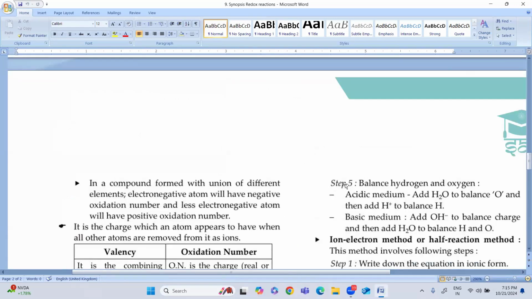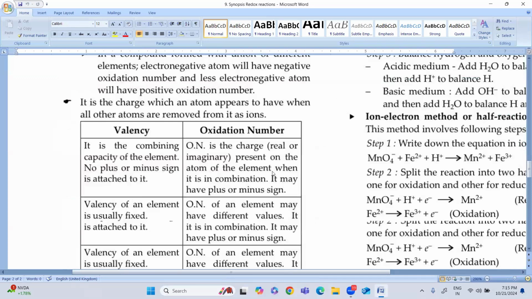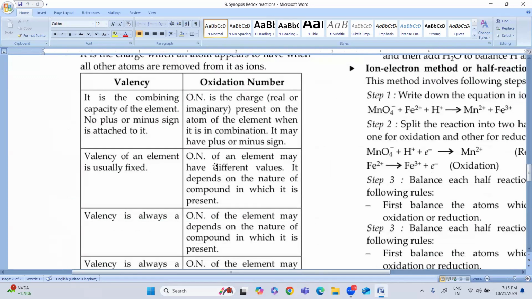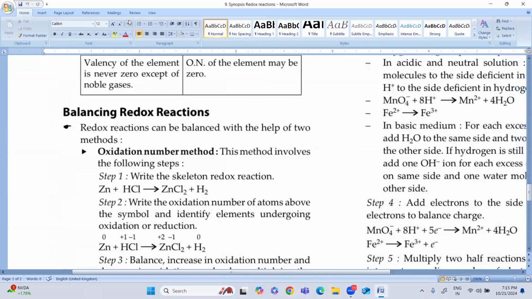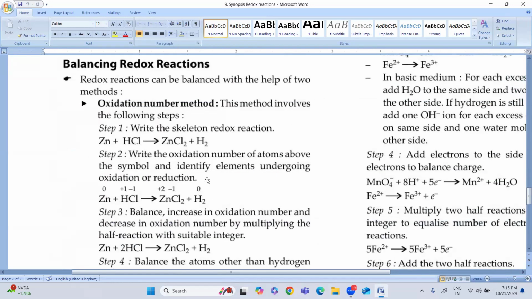There are two methods for balancing redox reactions. The first is the oxidation number method. In this method, the first step is to write the skeleton of the redox reaction. The second step is to find the oxidation numbers of the atoms and write them above the symbols.